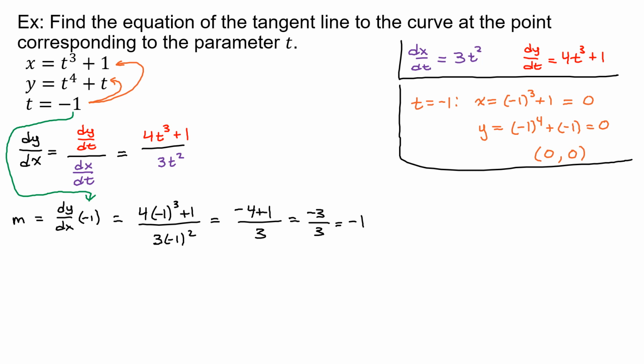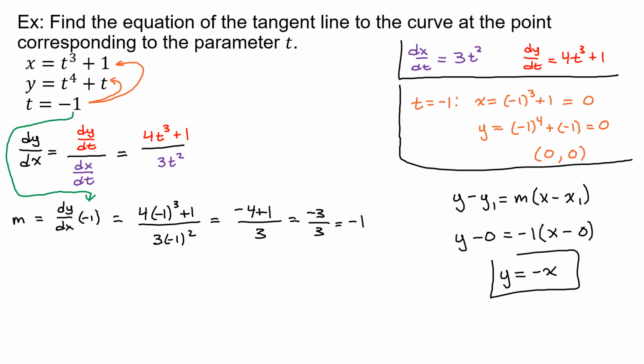Again, a little bit more side work. And then you just do the equation of a line like you would have done back in Cal 1. I'm going to use y minus the y value is the slope times x minus the x value. So what we have here is y minus 0 equals negative 1 times x minus 0, or y equals negative x. That's the equation of my tangent line to the point 0, 0 in x and y, corresponding to the parameter when t is negative 1.